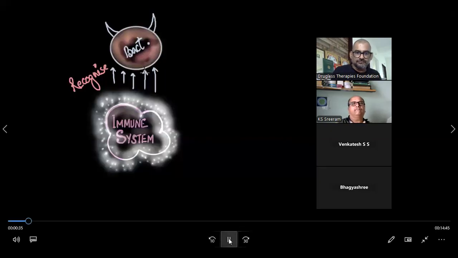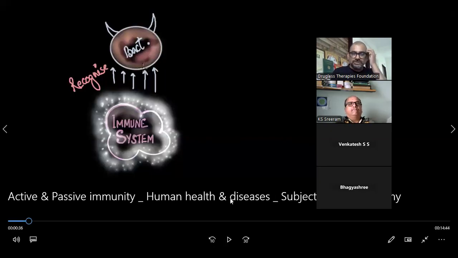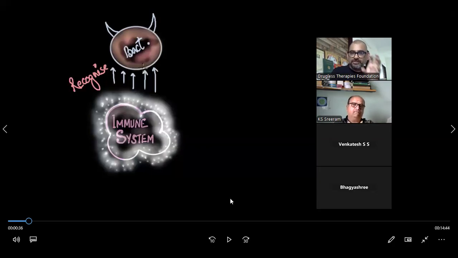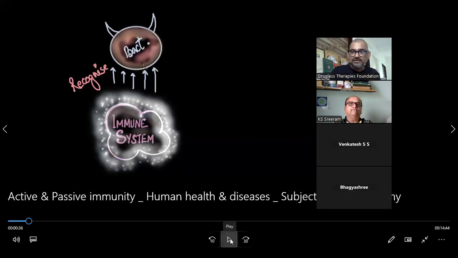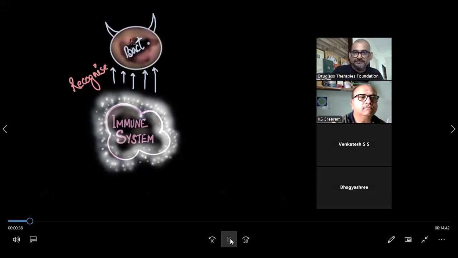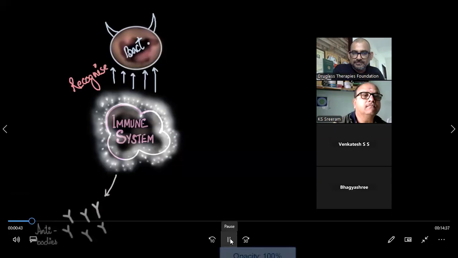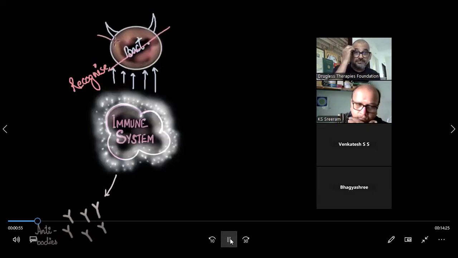So you have understood, it recognizes the bacteria, or you can say the problem, and produces the exact matching, you can say customized special weapon against this bacteria, which we call antibodies. So these antibodies are made specially for this bacteria. Now these antibodies will go and bind to this bacteria and then call more immune cells and finally kill this bacteria. So this bacteria will be eventually killed.